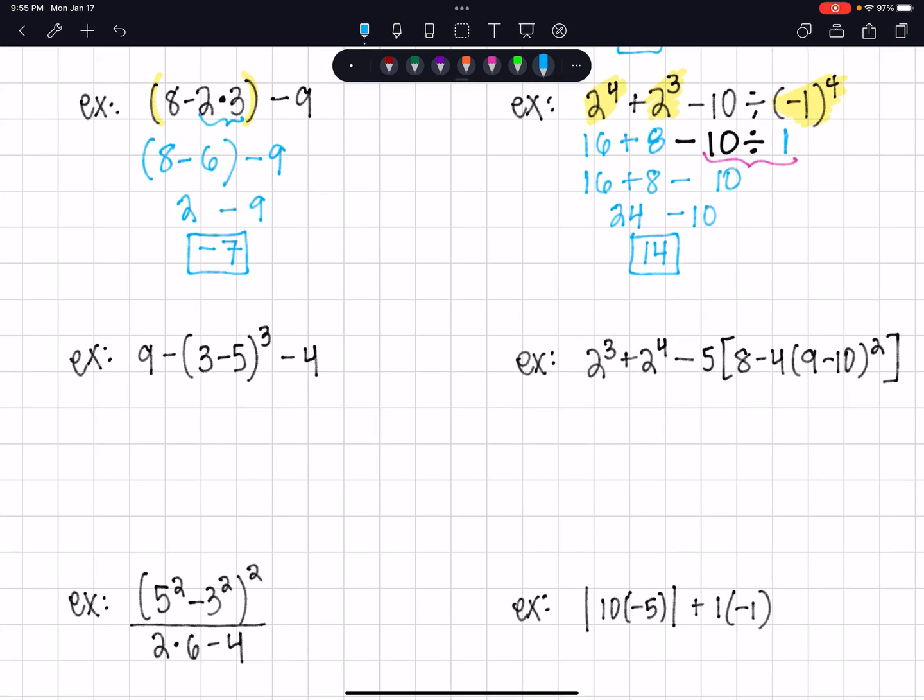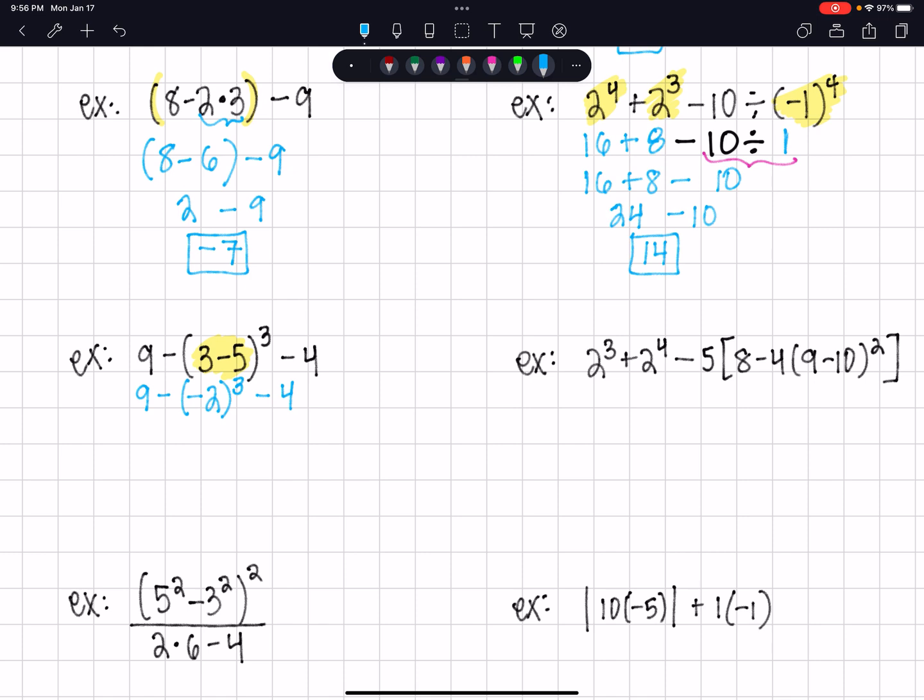Got a few more examples here. 9 minus, in parentheses, 3 minus 5, parentheses cubed, minus 4. We have parentheses, so we're going to simplify inside the parentheses first. That's going to give us 9 minus, and then in the parentheses, 3 minus 5 is -2, to the 3rd power, minus 4.